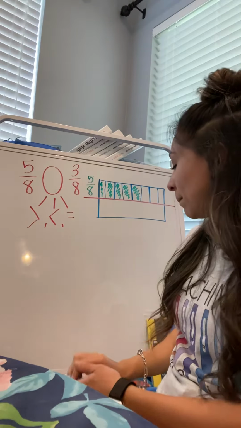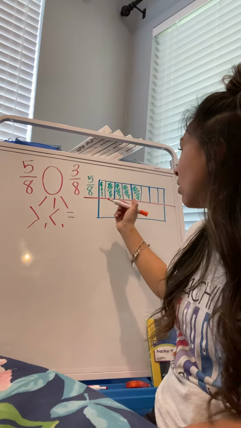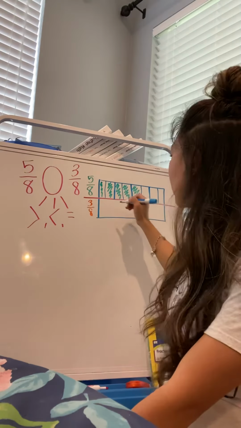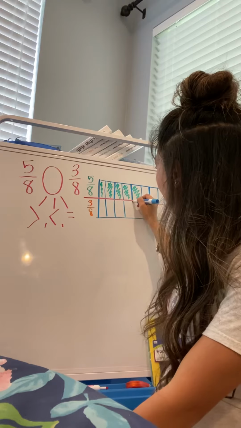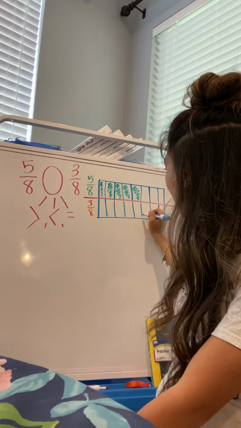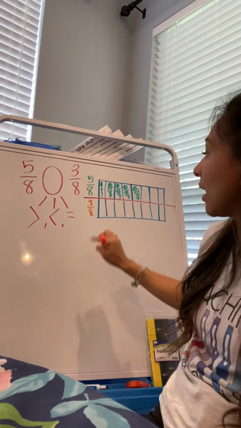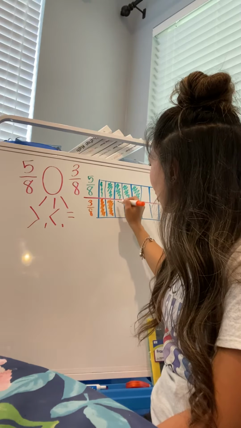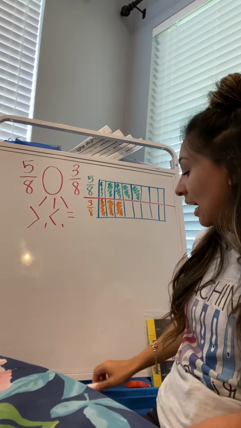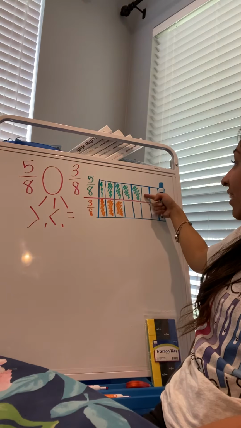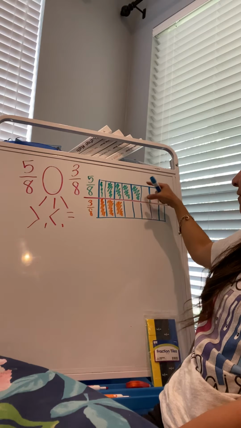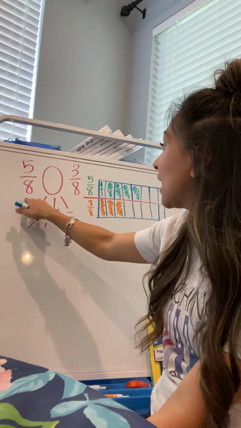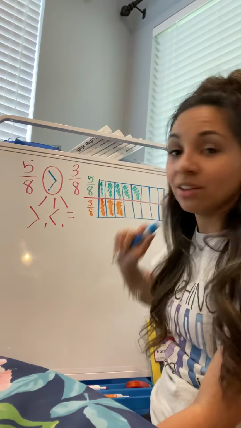Okay? Now, my bottom rectangle, the bottom half of my rectangle, I'm going to represent 3/8. So again, I'm going to break it up into 8s. 1, 2, 3, 4, 5, 6, 7, 8. And this time, I'm going to shade in 3 of my 8 pieces. 1, 2, 3. I can see from my picture that 5/8 is greater than 3/8. 5/8 has more pieces shaded than 3/8 does. So I'm going to fill in my sentence just like that. 5/8 is greater than 3/8.